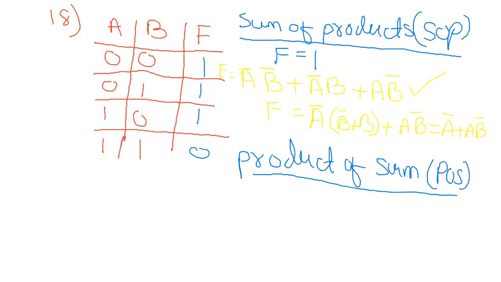Now, how do you find out product of sums? For product of sums, remember, you will write F bar is equal to 0. It means you will take those values which are 0. Now you see the only 0 is AB. So I will write F bar is equal to A B. Now the important step is you have to do complement on both sides.